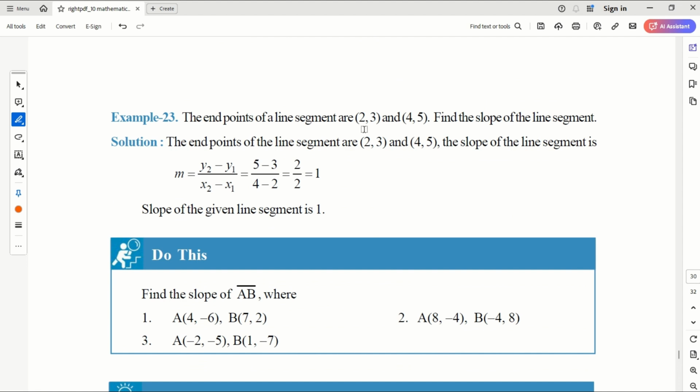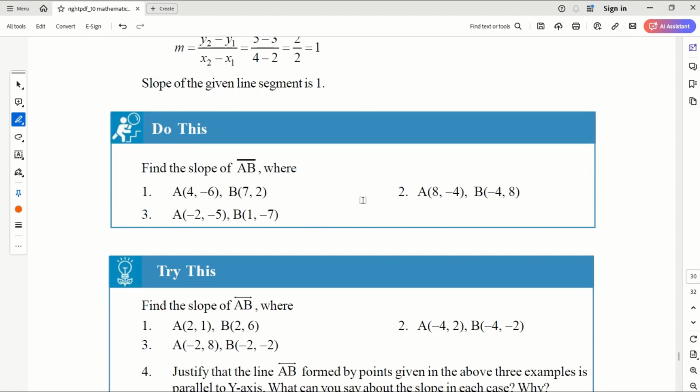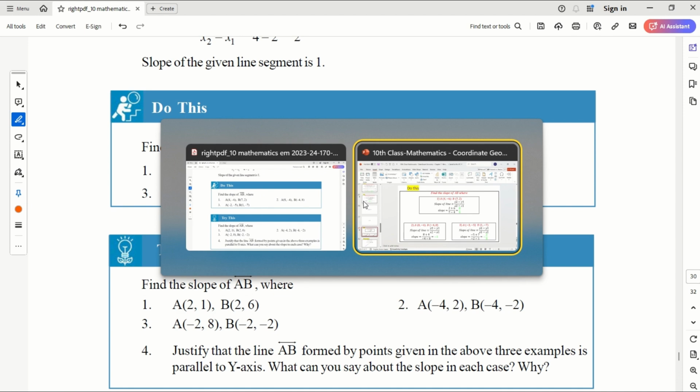Okay, some examples we'll do here. The endpoints of the line segment are 2 comma 3 and 4 comma 5. Find the slope. Slope is nothing but y2 minus y1, so 5 minus 3 divided by 4 minus 2, which is 2 by 2, that is 1. Slope is 1.